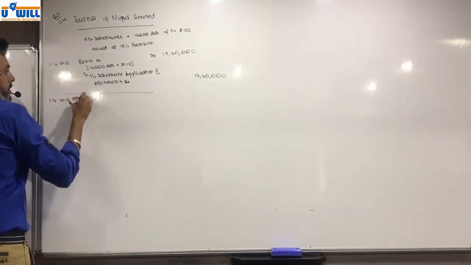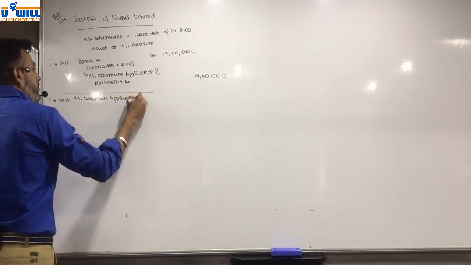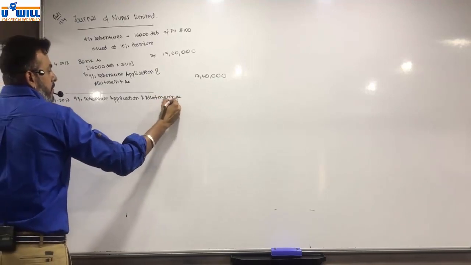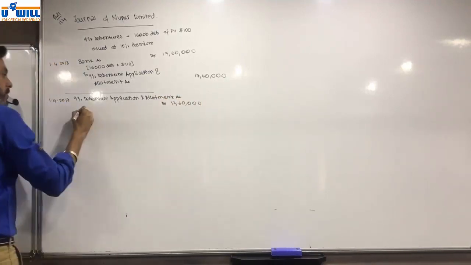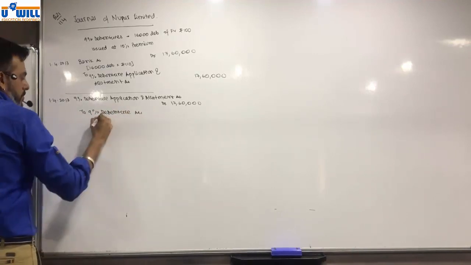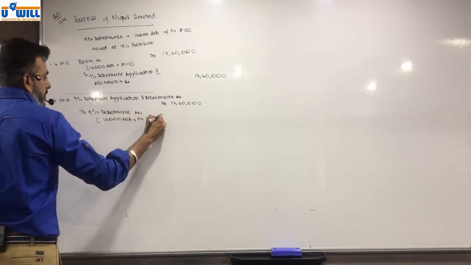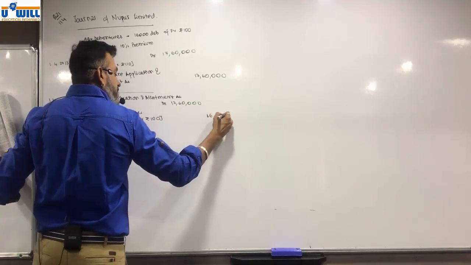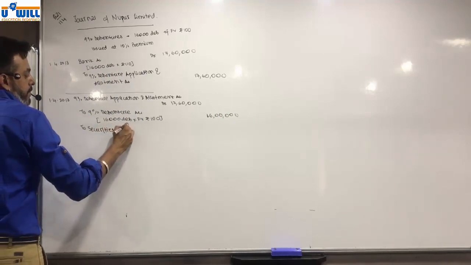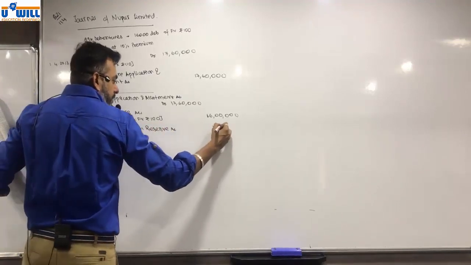1/4/2013. 9% debenture application and allotment account debit 17,60,000, to 9% debenture account, 16,000 debentures into face value rupees 100, 16 lakh, to securities premium reserve account, 1,60,000.